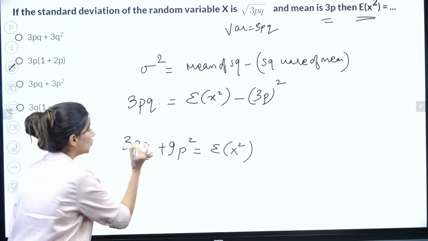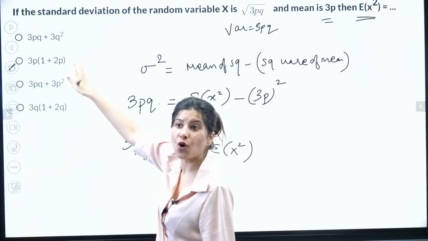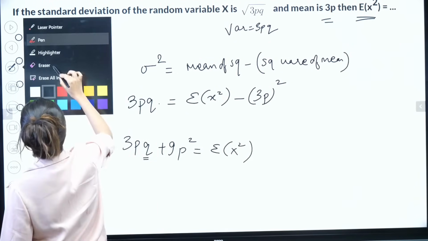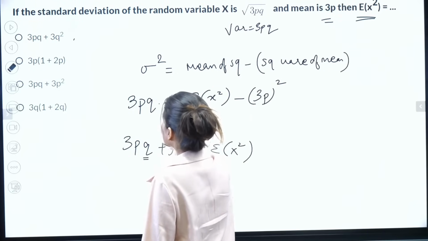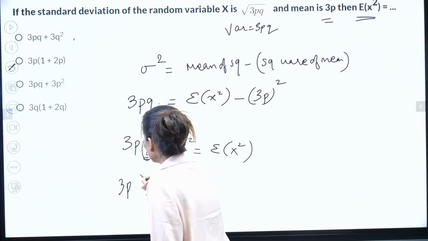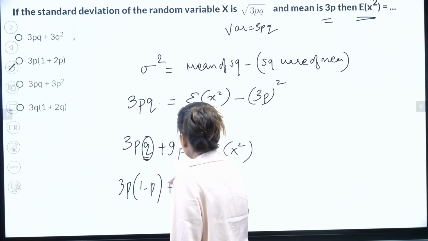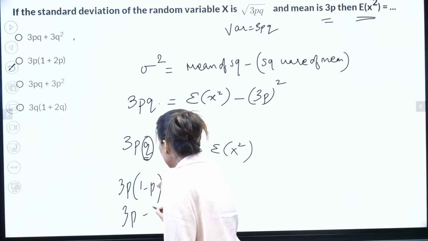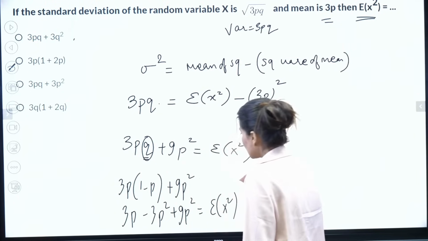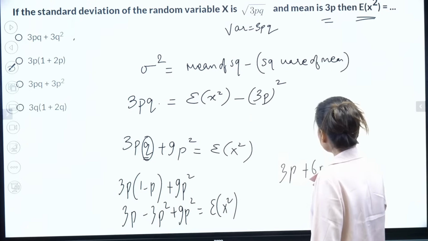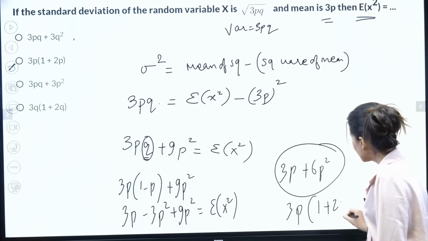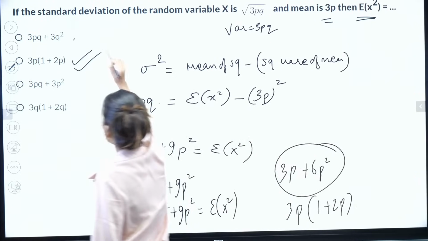And now this q. Can you see the answers are not involving q, especially these three? None of my answers is matching right now. So we'll be replacing this q. So 3p into 1 minus p plus 9p square. This is 3p minus 3p square plus 9p square, and what you're going to get is 3p plus 6p square as your final answer. If you take out 3p common, you get 3p times 1 plus 2p. So this is your option B, right?